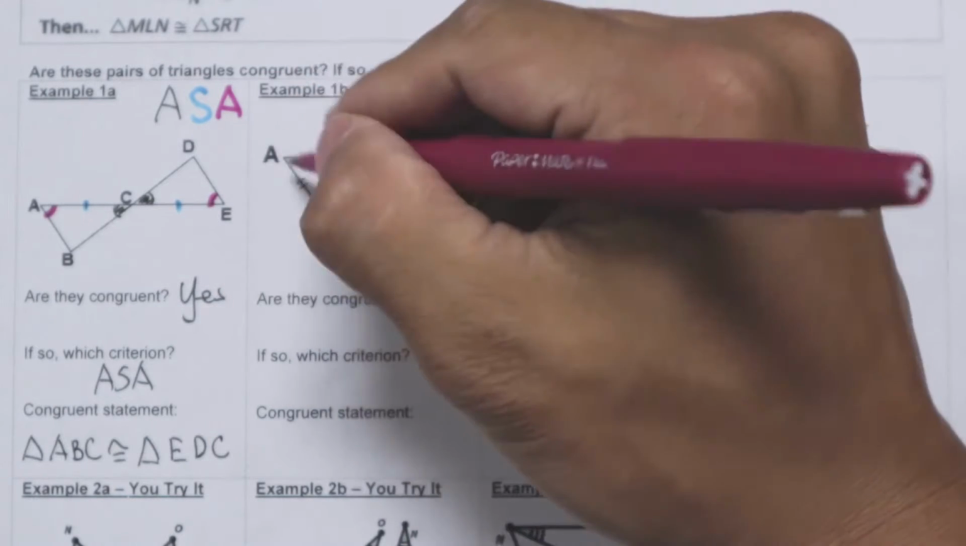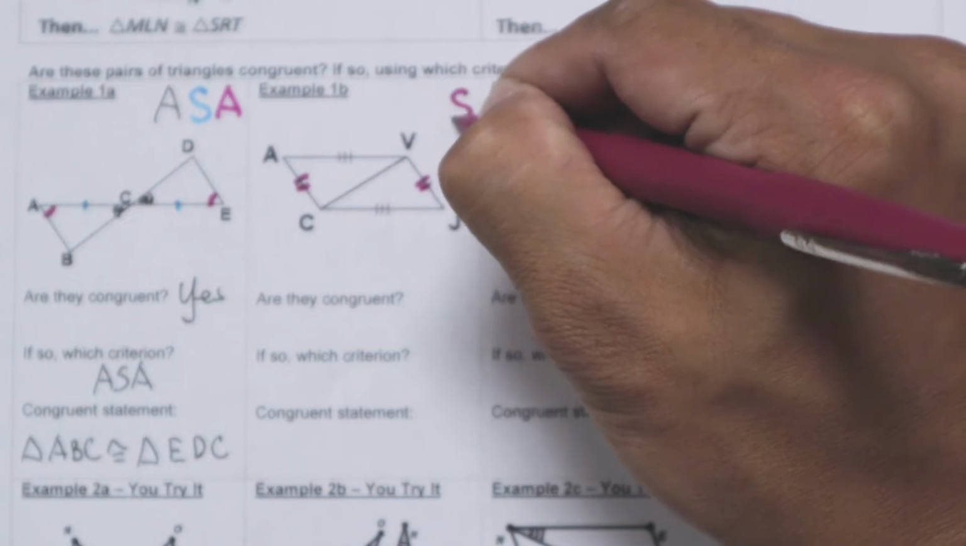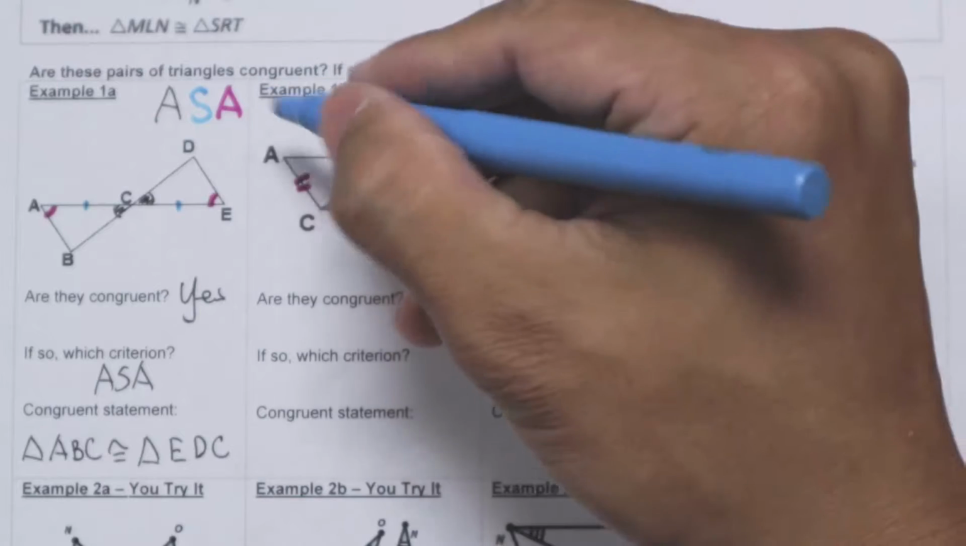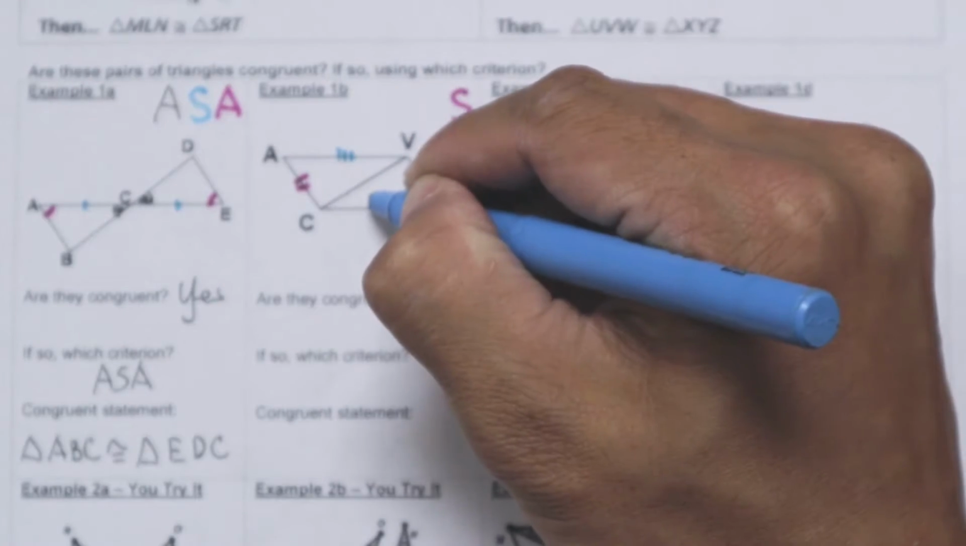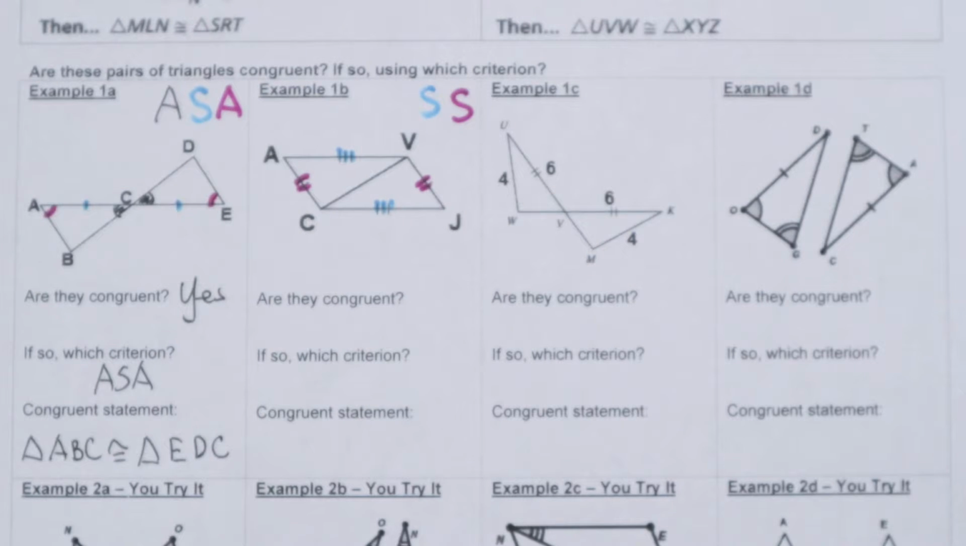I see that there is a pair of sides with 2 tick marks, so we're going to put an S at the corner. Then at the same time, we also see that there is a pair of 3 tick marks, top and bottom, and that's also a pair of sides. We're going to put another S. And that's it. We don't have other tick marks anymore.